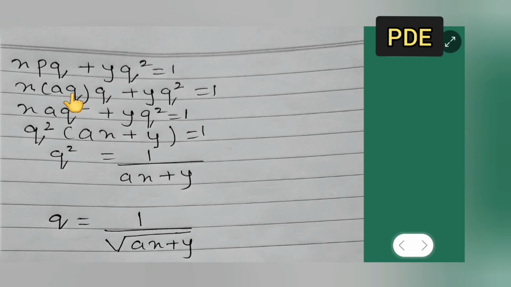Okay. Multiply this q square with this one plus y q square is equal to 1. Write it as it is. Take q square common. Ax plus y is equal to 1 will remain. Now q square is equal to what? 1 upon ax plus y. Okay. Now what you'll have to do is take the root. Take the square the other side. What you are going to get is q is equal to 1 upon root of ax plus y.